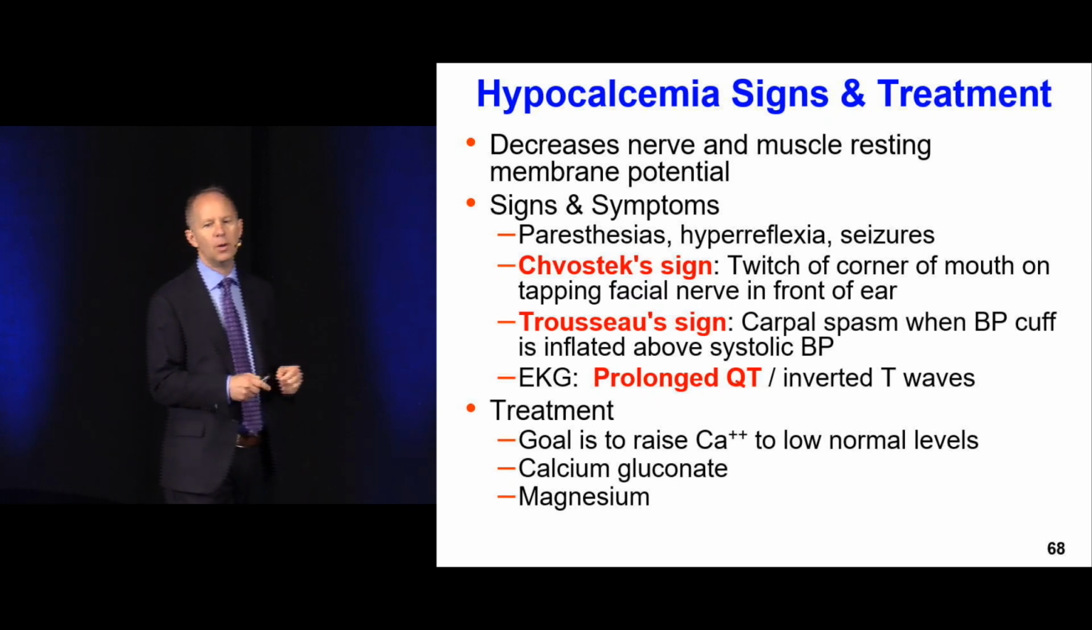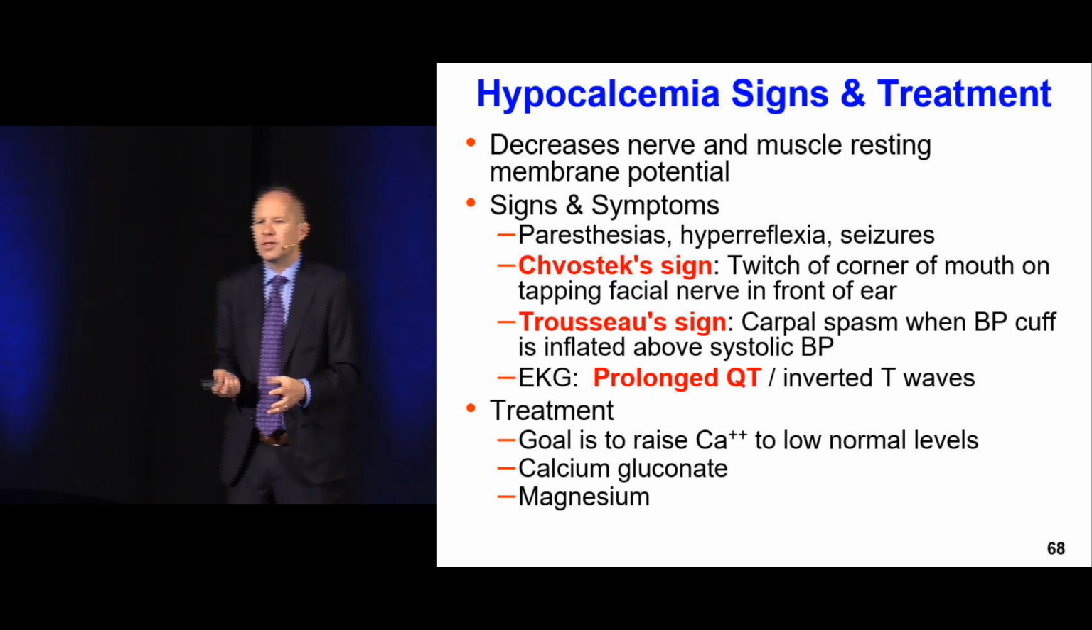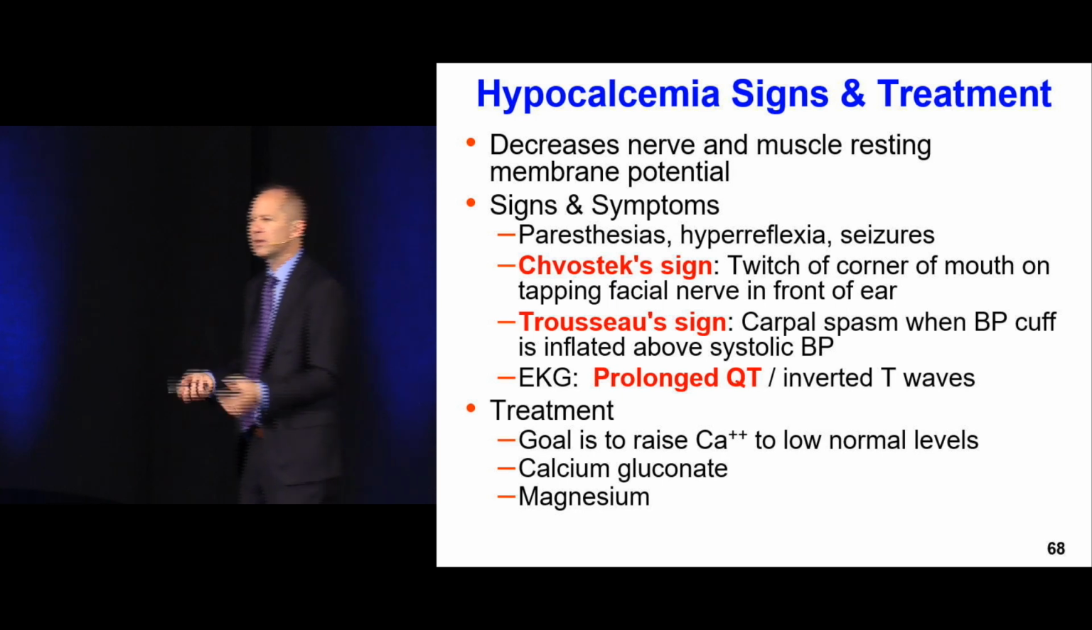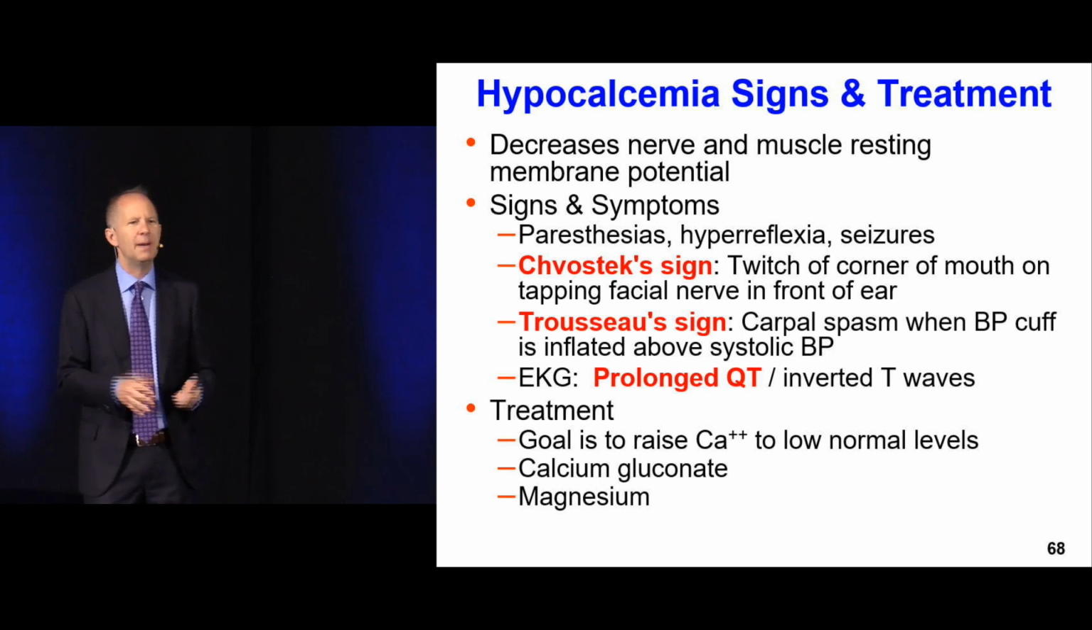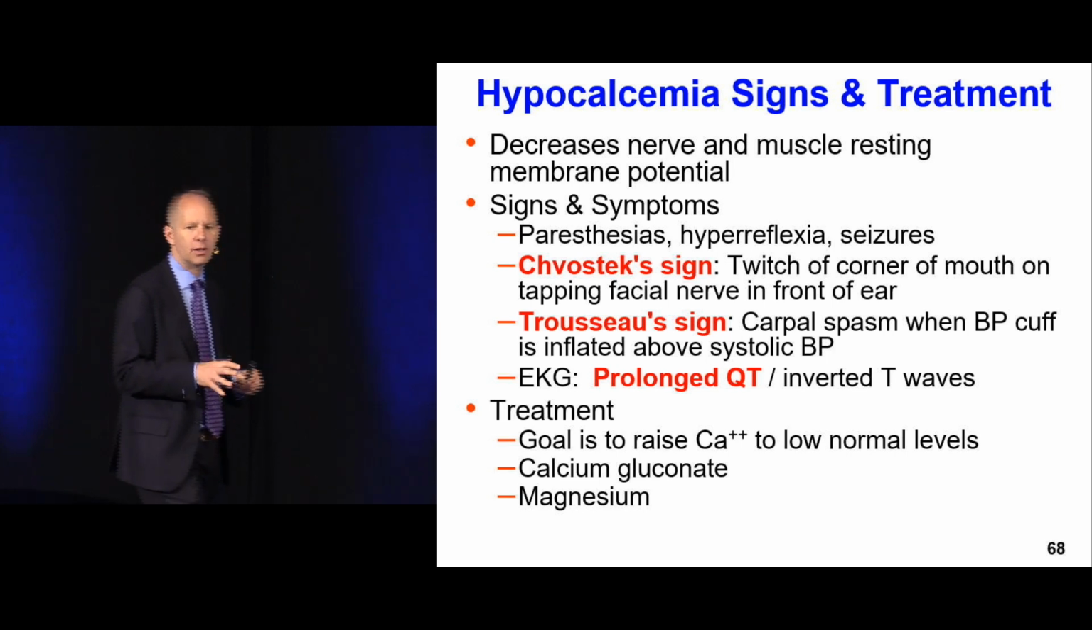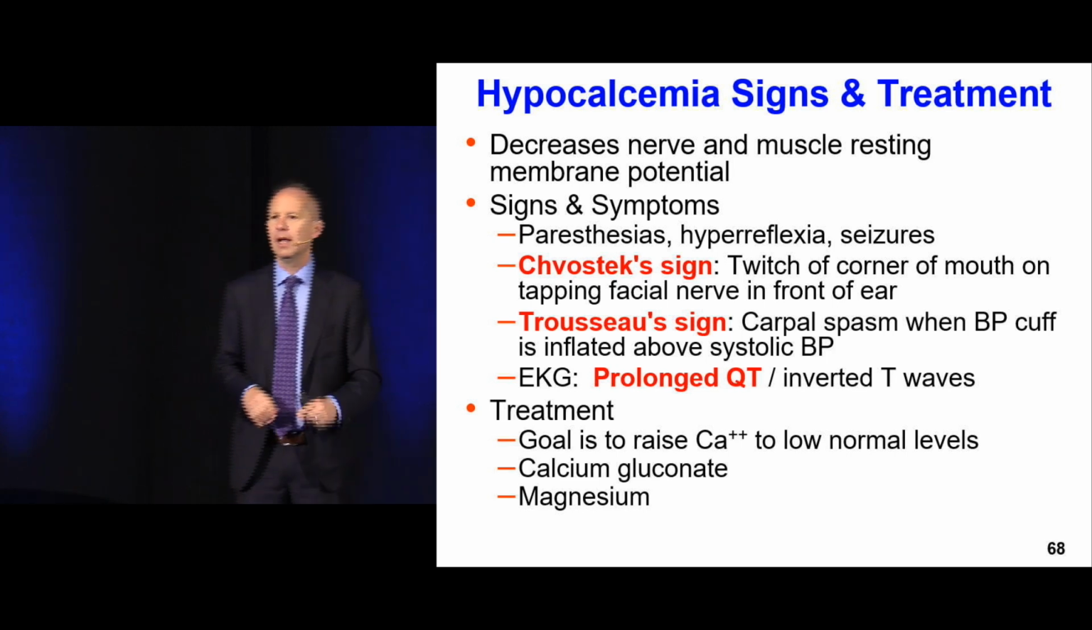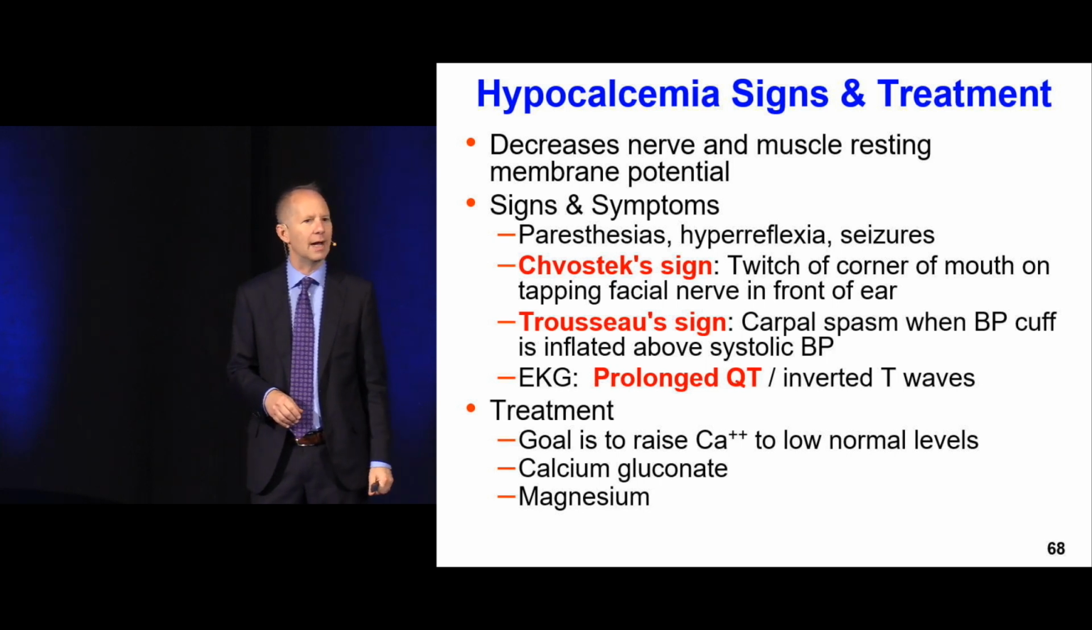Signs and treatment of hypocalcemia. Remember, your nerves start getting really irritable. Your nerves and muscles, everything is really irritable with this low calcium. So everything's twitchy and jerky. You get paresthesias, and then twitchy and jerky stuff, right? Hyperreflexia. And remember Chvostek's and Trousseau's signs.